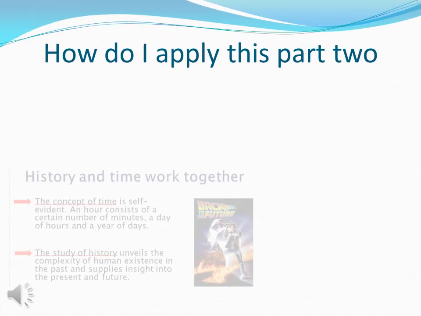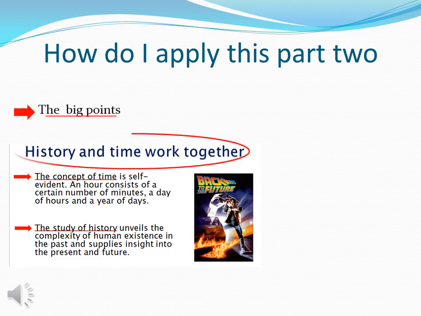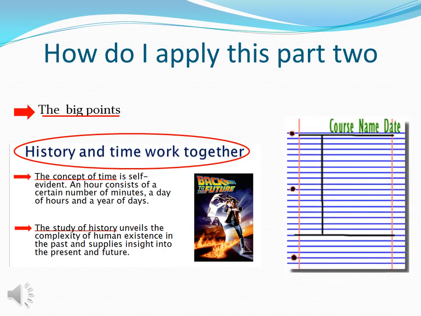Now we're moving into the video, and you can see a typical slide here. On the top are the big points in blue. History and time work together, and on the bottom are the specifics. So as you take these notes, you should write history and time work together in the left column of your Cornell notes, and you have just found one of your big points. And as you continue, you keep listing your big points on the left side.